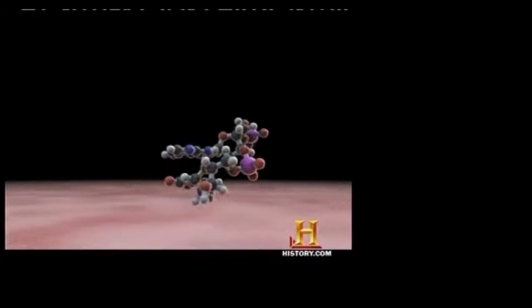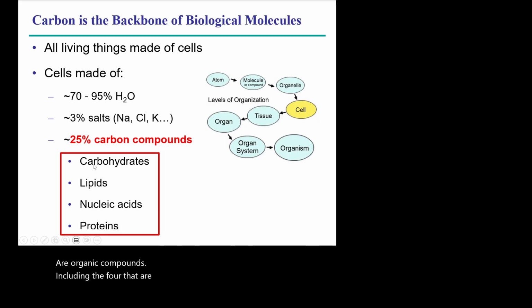As mentioned in the video, carbon is the backbone of biological molecules. All living things are made of cells, but within those cells are organic compounds, including the 4 that are listed in the red box here: carbohydrates, lipids, nucleic acids, and proteins. These are the large biological molecules that we're going to be studying in more detail in this chapter.